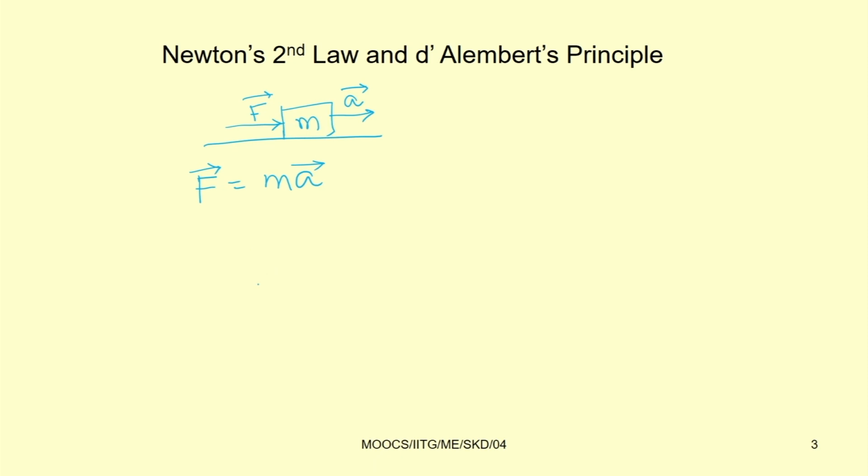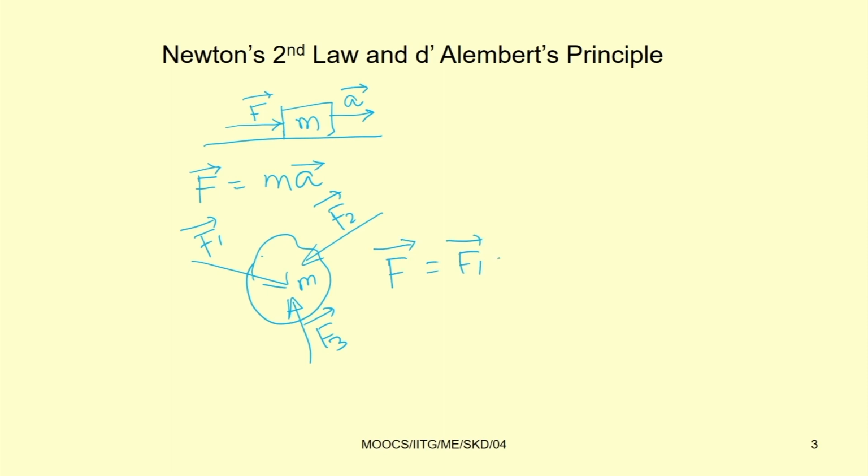This is the Newton's second law. I have shown a simple system where only a single force is acting. If there are multiple forces acting on the system, then F can be the vector sum of F1, F2, F3. So F will be F1 plus F2 plus F3. Then we can apply F equal to mass into acceleration, and this acceleration takes place in the direction of the resultant force. Here F is the resultant external force. You should note that F is the external force acting on the system.